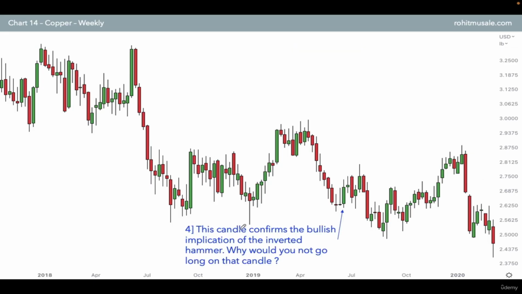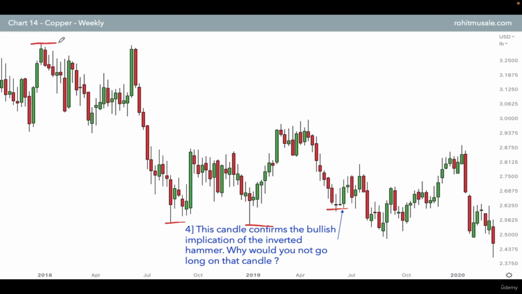Number 4, this candle confirms the bullish implication of the inverted hammer, this one. Why would you not go long on that candle? Well, the answer is simple, right? It's not confirming any prior support area. The support is this. The support is this. This is much above support, which means the price has the potential to come down and test these support levels, which in this case, that's exactly what happened, right? That is the reason why I told you here also, let it confirm properly.